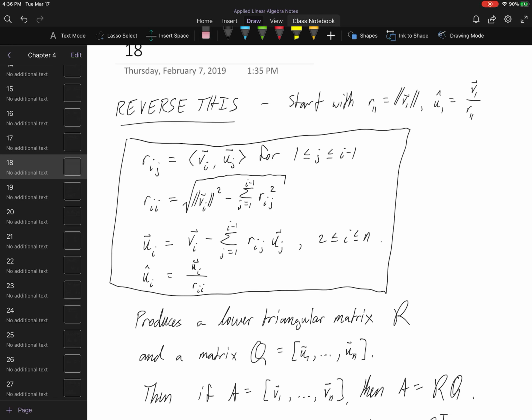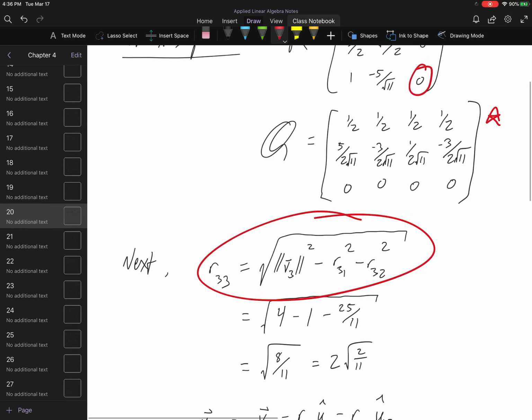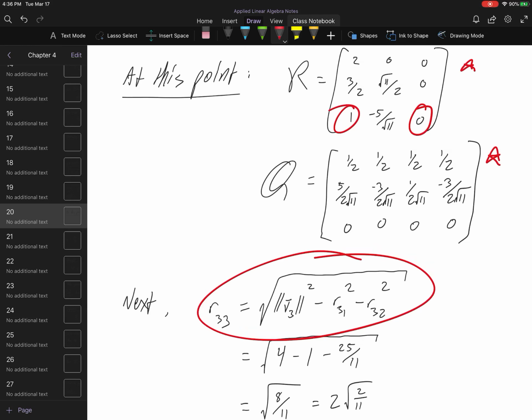Right, and this is all just following from our theorems about what coordinates have to look like when we use orthonormal bases. And that's exactly what we have in this last entry, right? R33 is just going to be that square root of V3 norm squared minus R31 squared minus R32 squared. All of this information we know, right? Here's 3,1, here's 3,2. Square both of those, take them off of the norm square of V3, and that's the square of R33. So take the square root of the result.